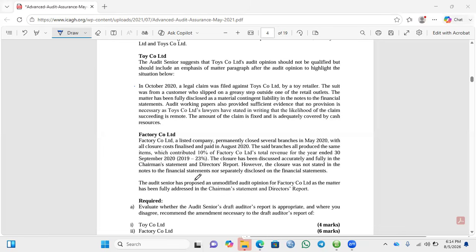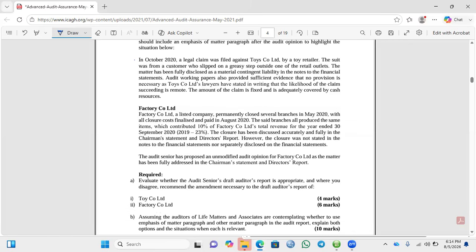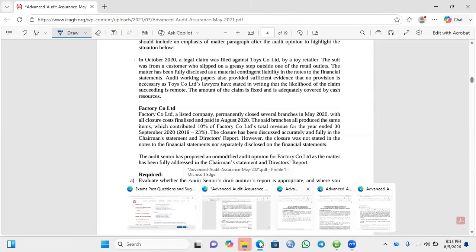But if you look at Factory Company, he proposed an unmodified opinion. Anyway, let me go to the solution and see what is there, since the senior accountants are quiet.